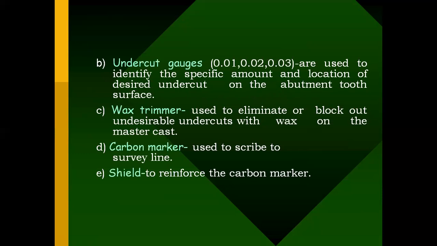Undercut gauges are used to identify the specific amount and location of desired undercut on the abutment tooth surface. Wax trimmer is used to eliminate or block out undesirable undercuts with wax on the master cast. Carbon marker is used to scribe survey lines. And shield is used to reinforce the carbon marker so that it doesn't break during the survey procedure.